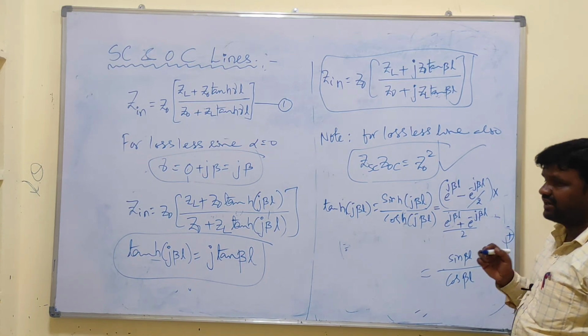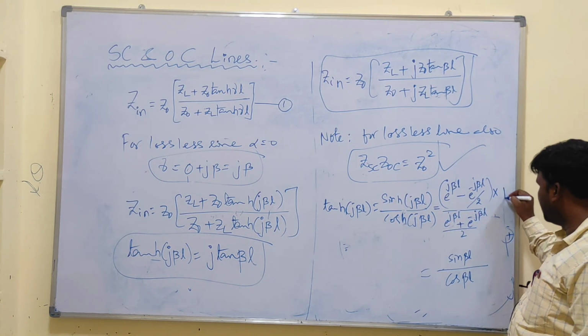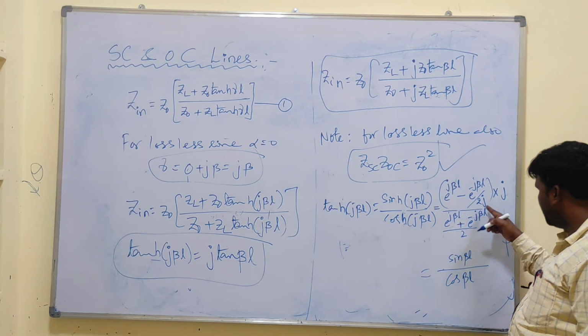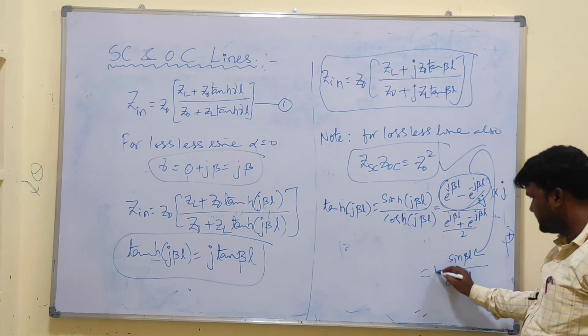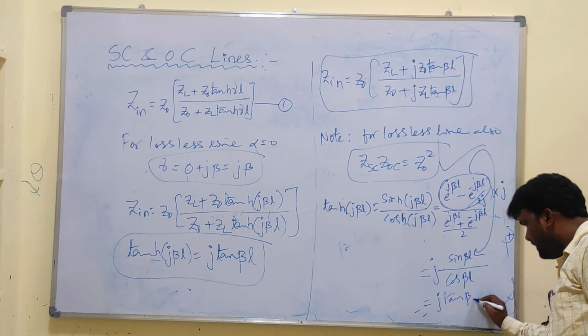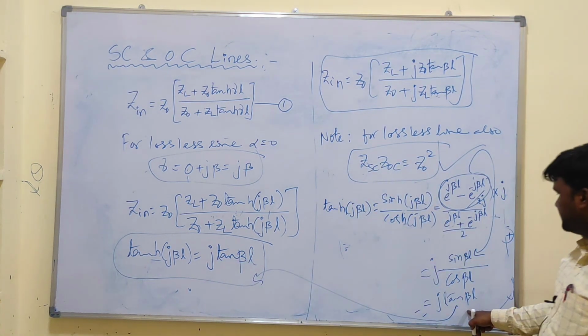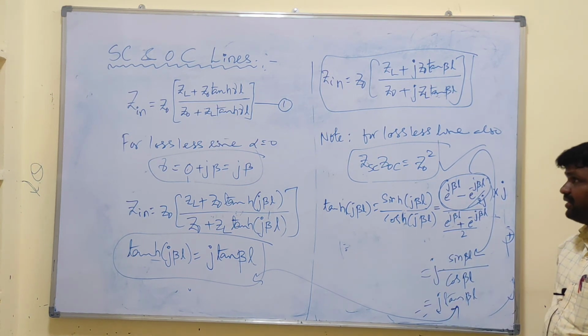Sin theta is nothing but what? e to the power j theta minus e to the power minus j theta by 2j. So to get that j, multiply and divide with j. Here j by j. So this one is equivalent to sin beta L, and the additional factor is j. Sin by cos is what? Tan. That is j into tan beta L. So this is the proof for this one. That is tanh j beta L is equal to j into tan beta L.